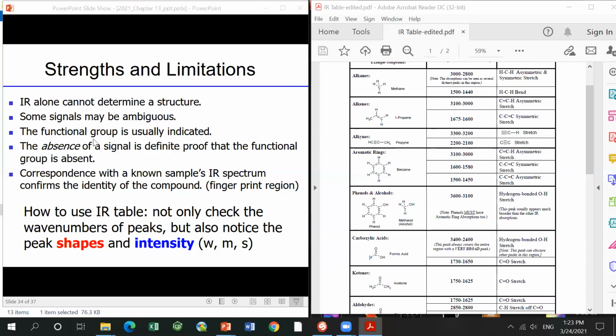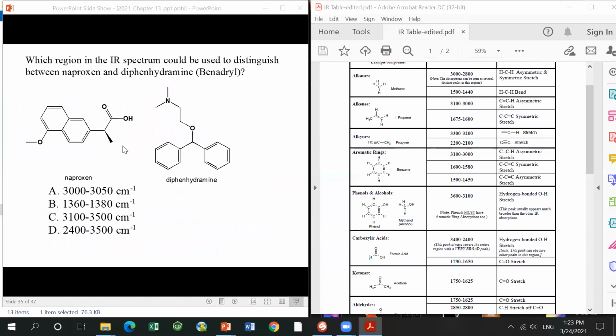And here, we'll show you how to use this IR table to solve the questions, and also show you what the common questions are, maybe in chapter 5, quiz 5, or maybe in exam 3.